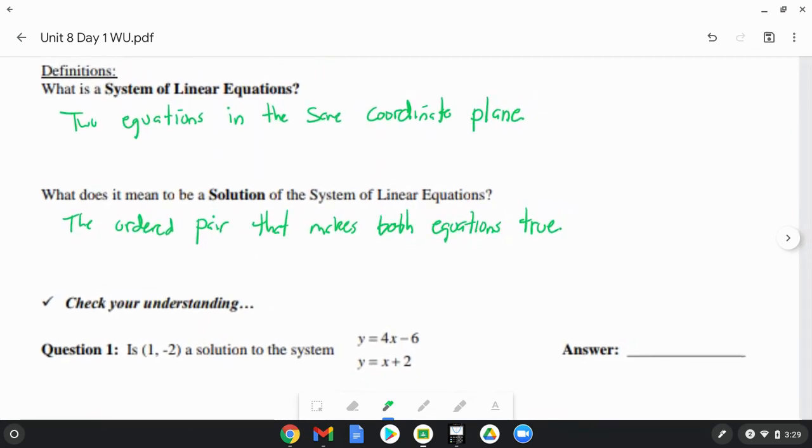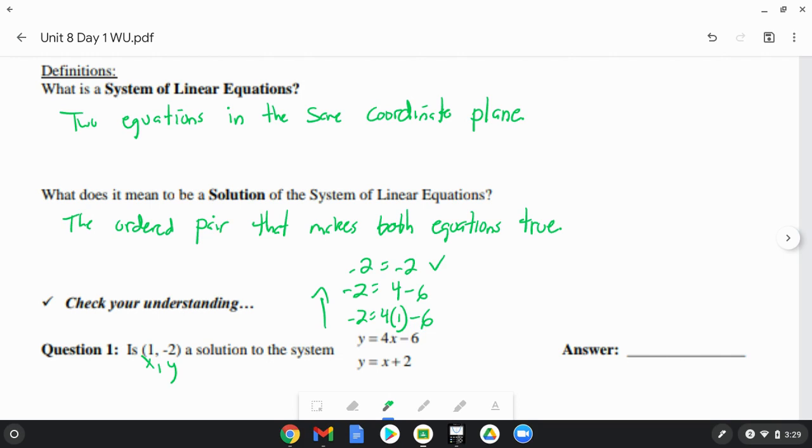So if we take a look at this example, it says, is (1, -2) a solution to the system? Well, once again, a system means that there's two equations in the same problem. So now we need to plug in 1 for x and -2 for y into the top and the bottom. So let's see if it makes the top equation true. So if I plug in -2 for y and I plug in 1 for x, that would give me -2 equals 4 minus 6. We're moving this way, we're moving up. -2 equals -2. That works out for the top equation.